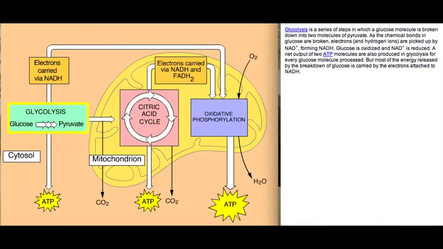Glycolysis is a series of steps in which a glucose molecule is broken down into two molecules of pyruvate. As the chemical bonds in glucose are broken, electrons and hydrogen ions are picked up by NAD+, forming NADH. Glucose is oxidized and NAD+ is reduced. A net output of 2 ATP molecules are also produced in glycolysis for every glucose molecule processed. But most of the energy released by the breakdown of glucose is carried by the electrons attached to NADH.